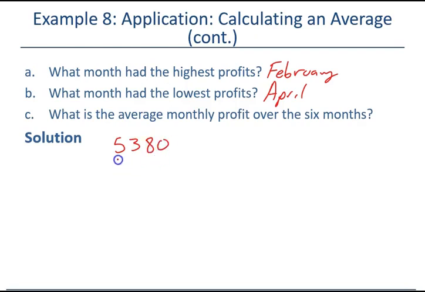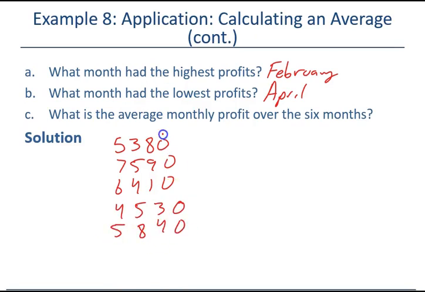5,380, 7,590, 6,410, 4,530, 5,840, and try to write your numbers well. I did not do a very good job lining these up, but make sure you line up as well as you can. 6,250, and then we're going to add everything up.